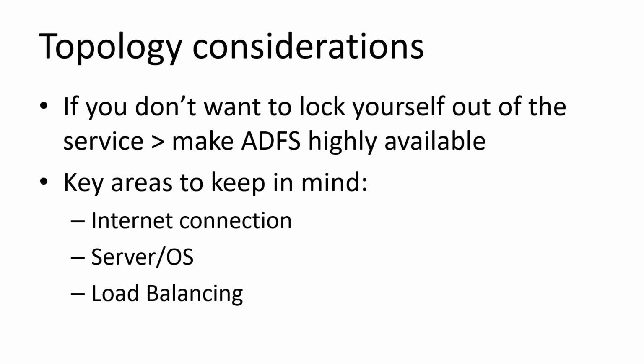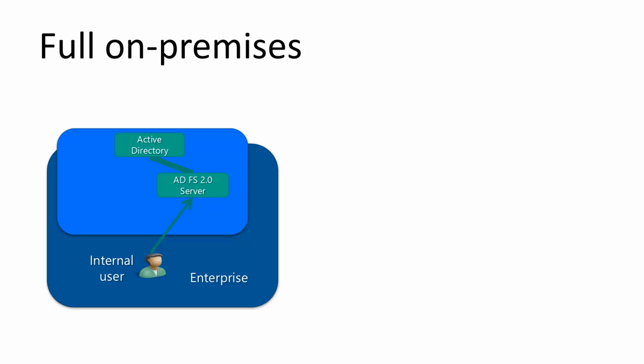So let's have a look at the first topology, which is fully supported, and that is a full on-premises deployment. So this means that your internal users will be using your ADFS servers, of course, internally. And they either do that with a single server, or if you make the deployment highly available, then you just add a load balancer in front of that. Now, this is fine for your internal users, but for your external users, you want to have an additional layer of security, and there you've got multiple solutions as well.